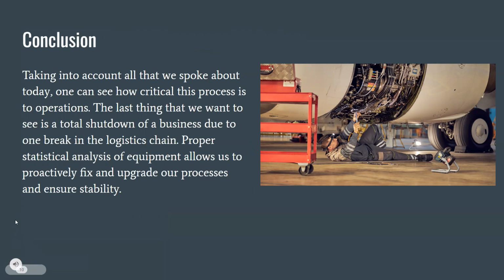Taking into account all the topics covered today, one could see how critical this process is to operations. The last thing we want to see is a total shutdown of business due to one break in the logistics chain. Proper statistical analysis of equipment allows us to proactively fix and upgrade our processes to ensure stability.